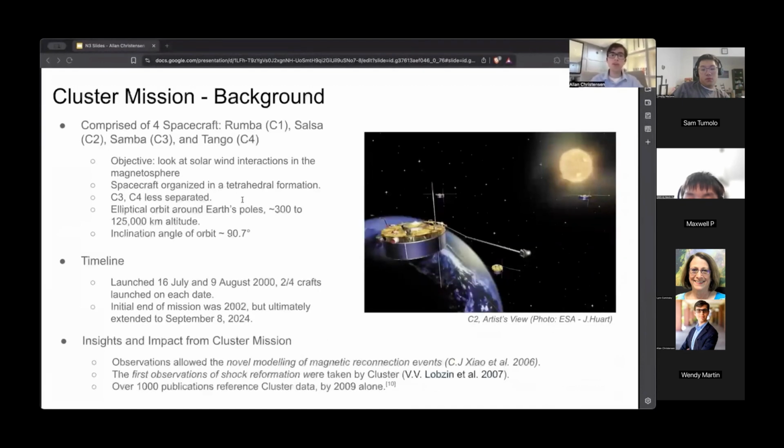To this end, we use data from ESA's cluster mission, consisting of 4 spacecraft, which has already provided invaluable information with complex observations of magnetic reconnection and shock reformation events. Its objective was to look at solar wind interactions in the magnetosphere. The spacecraft are organized in a tetrahedral formation with an elliptical orbit around Earth's poles between 300 to 125,000 kilometers altitude and an inclination angle of 90.7 degrees or so. The mission was launched on the 16th of July and 9th of August, 2000.